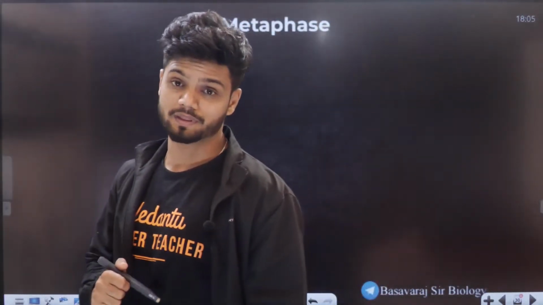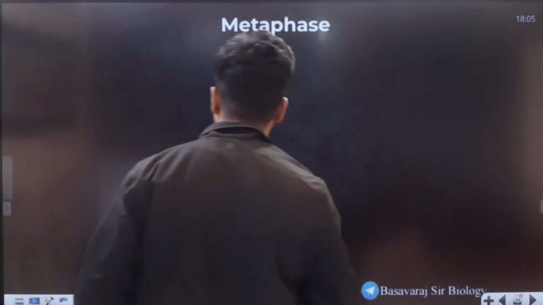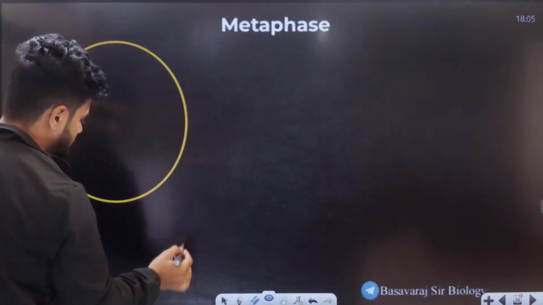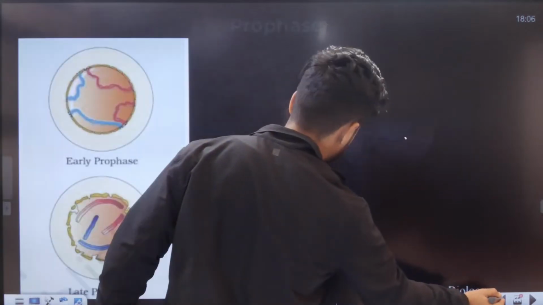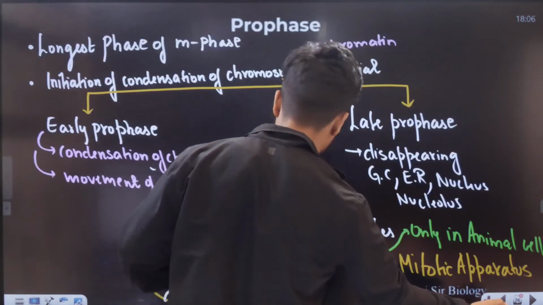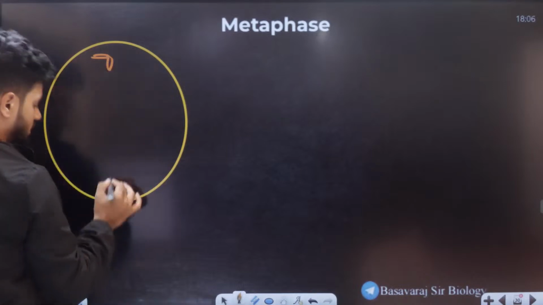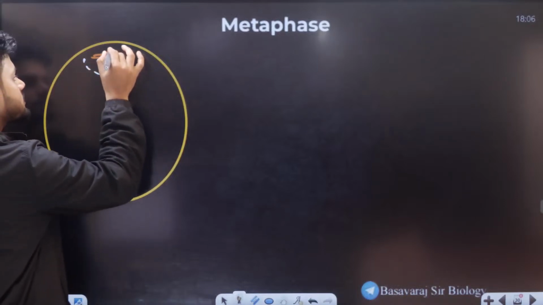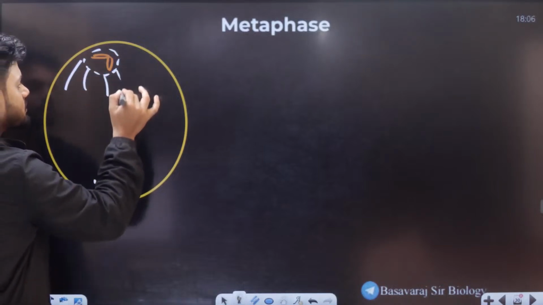Now, what exactly happens in the case of metaphase? Very simple, very easy. Let me draw the diagram and show you. This is the cell right here. Now here, what do we have? We have the centrioles. From the centriole, we have the pericentriolar space, the pericentriolar kinoplasm here. Spindle fibers are arising.